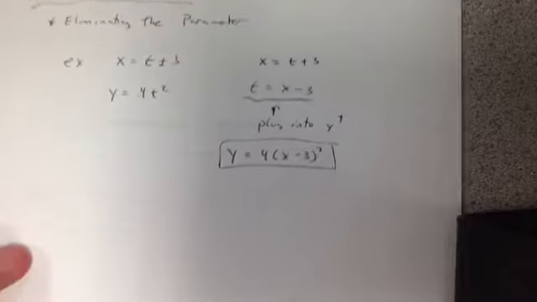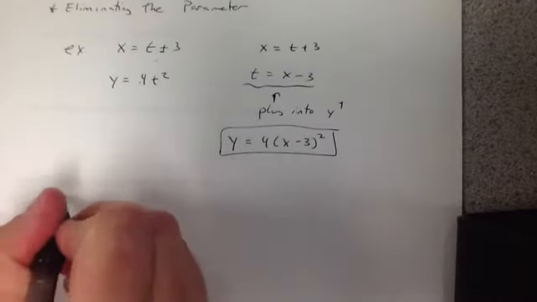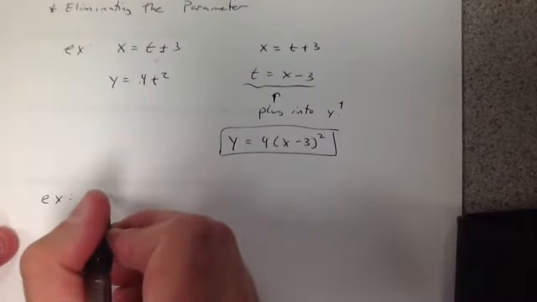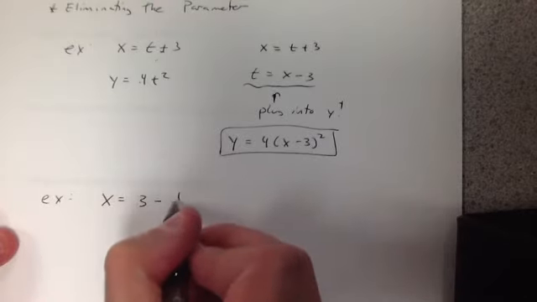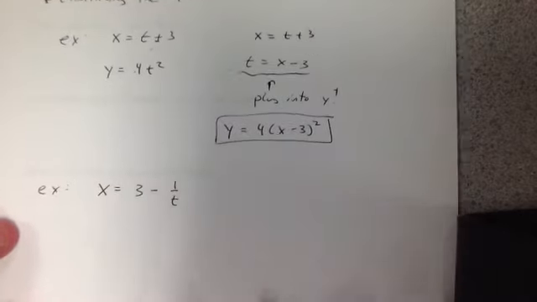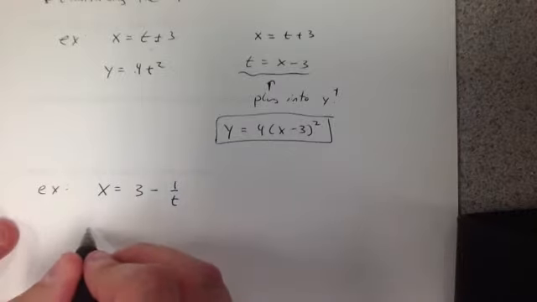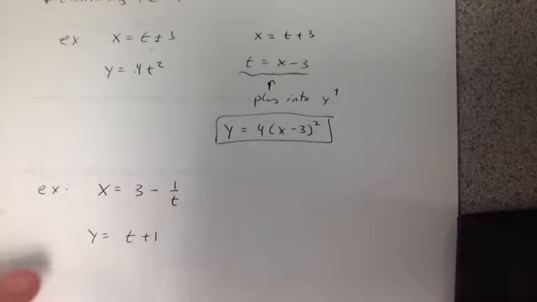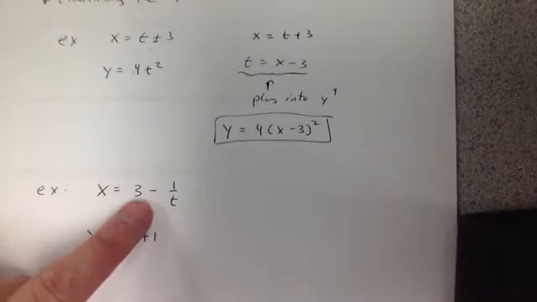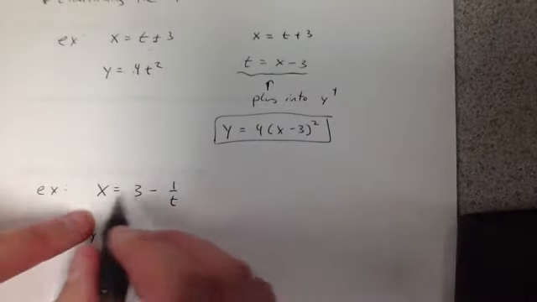Very easy to do. Matter of fact, let's take a look at another one. Let's see here. x equals 3 minus 1 over t. Looks bad. And y equals t plus 1. So solve for t here. Okay, don't be too fancy.